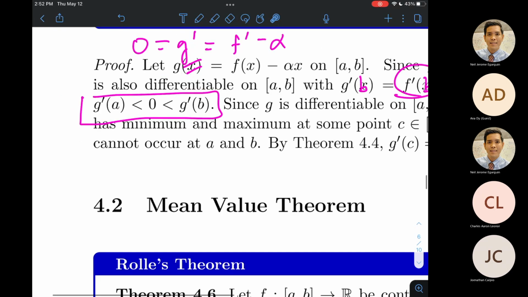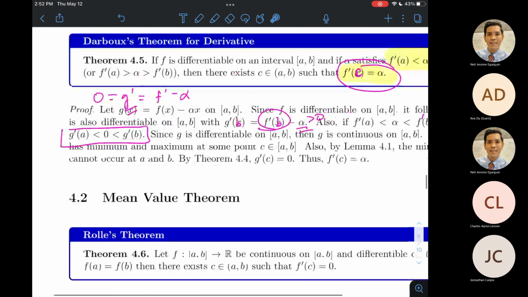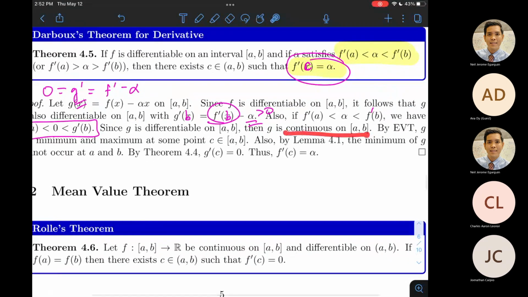Okay? So therefore, but on the other hand, we know that g is differentiable on the closed interval [a, b], and so it is continuous on the closed interval [a, b]. So ito yung theorem 4.1, differentiability implies continuity. And the closed interval [a, b] is compact.